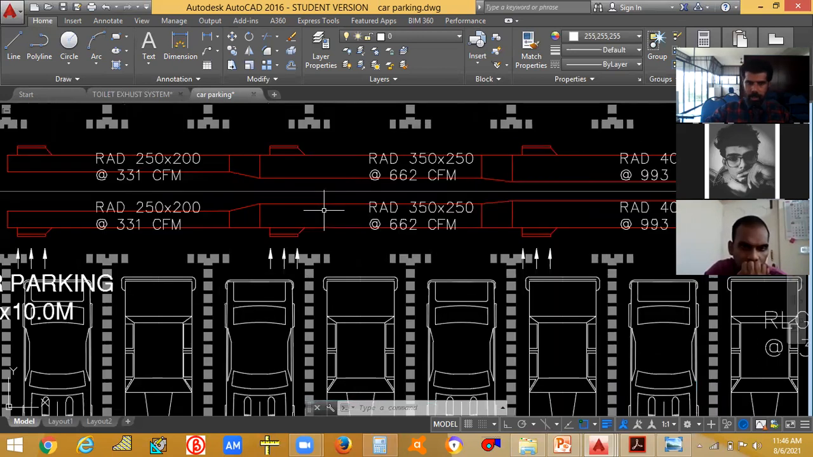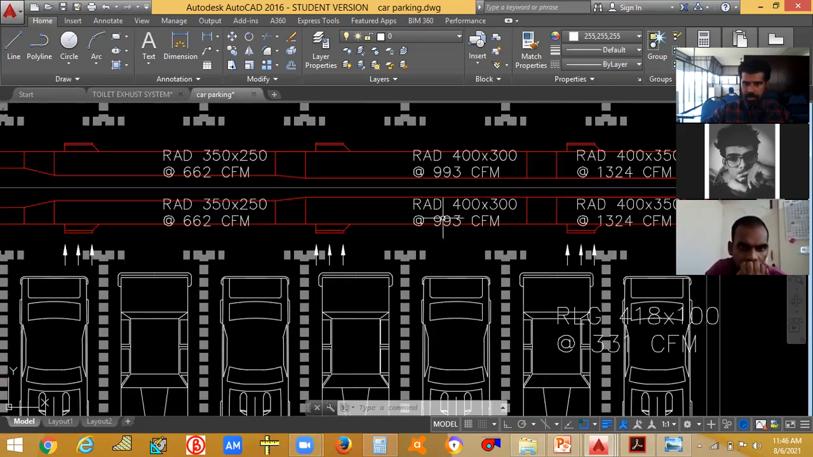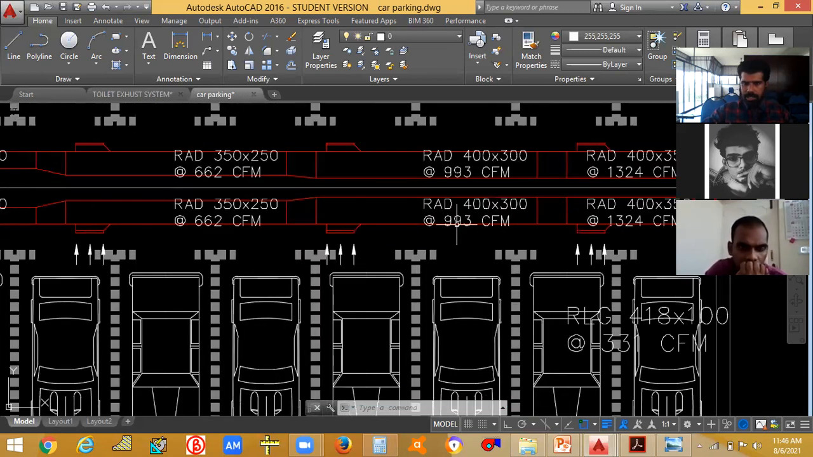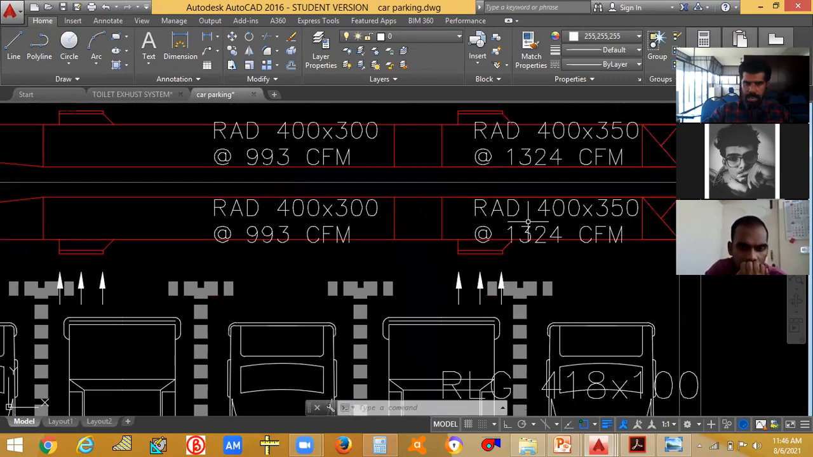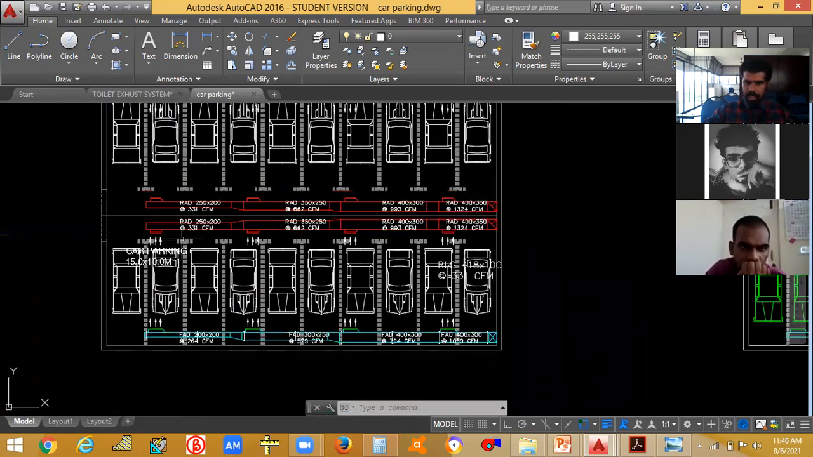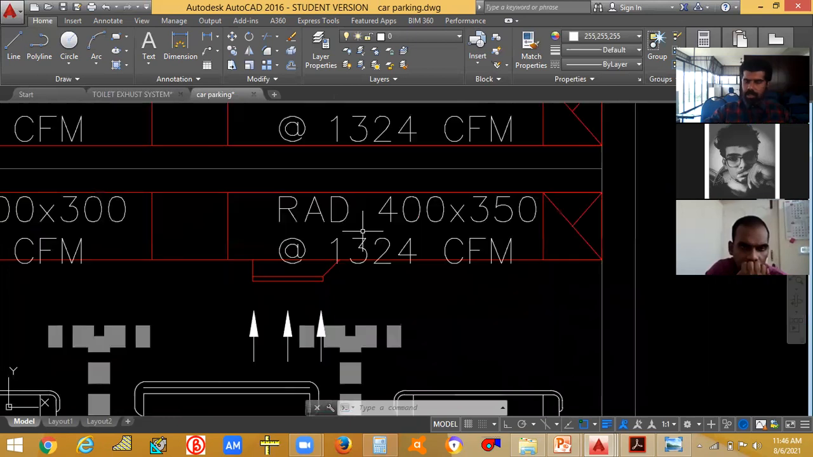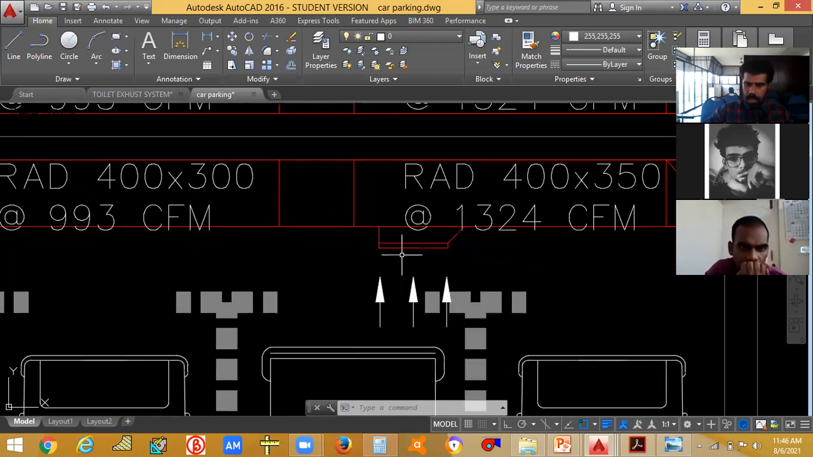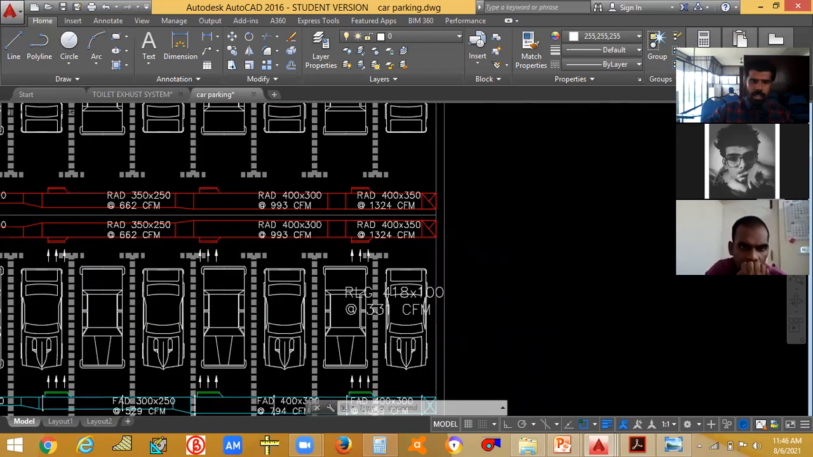The CFM in this duct will be the air coming through this as well as this CFM also. Correct, so 331 plus 331, 662 CFM. What about the size of this duct? 662 plus again 331. What is the size of this duct? 993 plus 331. Okay, but the air flowing through each grill will be 331.